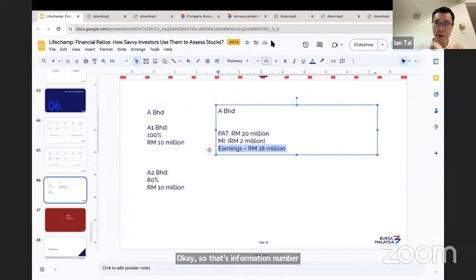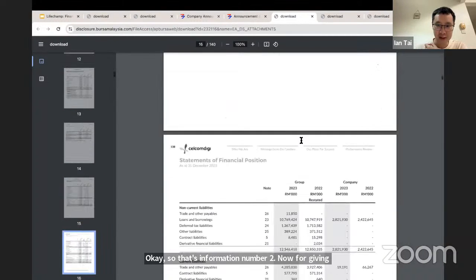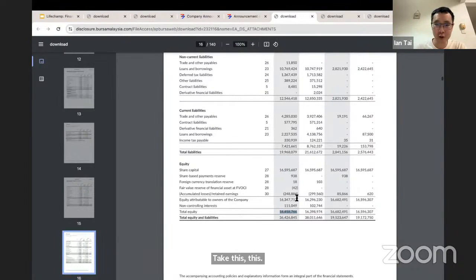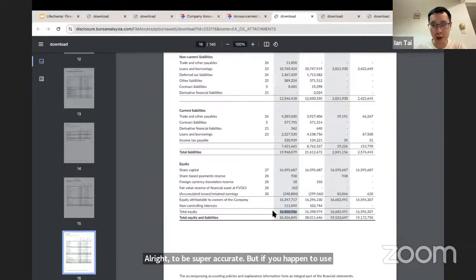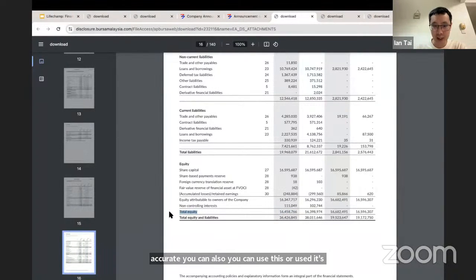Now, for gearing ratio, in this case, take this, divide by this. All right, to be super accurate. But if you happen to use this, the results don't differ that much. But to be accurate, you can use this. Or use this. Total equity is actually a better figure to use. So that is actually the answer.